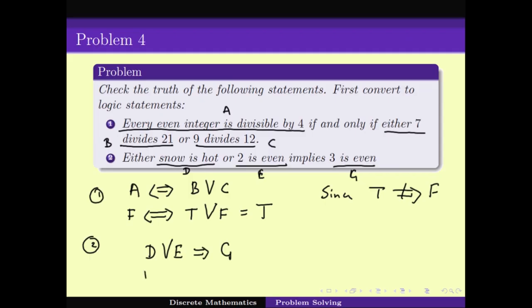Now let's see, D is snow is hot? No, it's not. Snow is clearly not hot, so this is false. Or what is E? 2 is even is of course true. And this implies 3 is even, which is false. Again, true or false is true. True does not imply false, hence this is also a false statement.